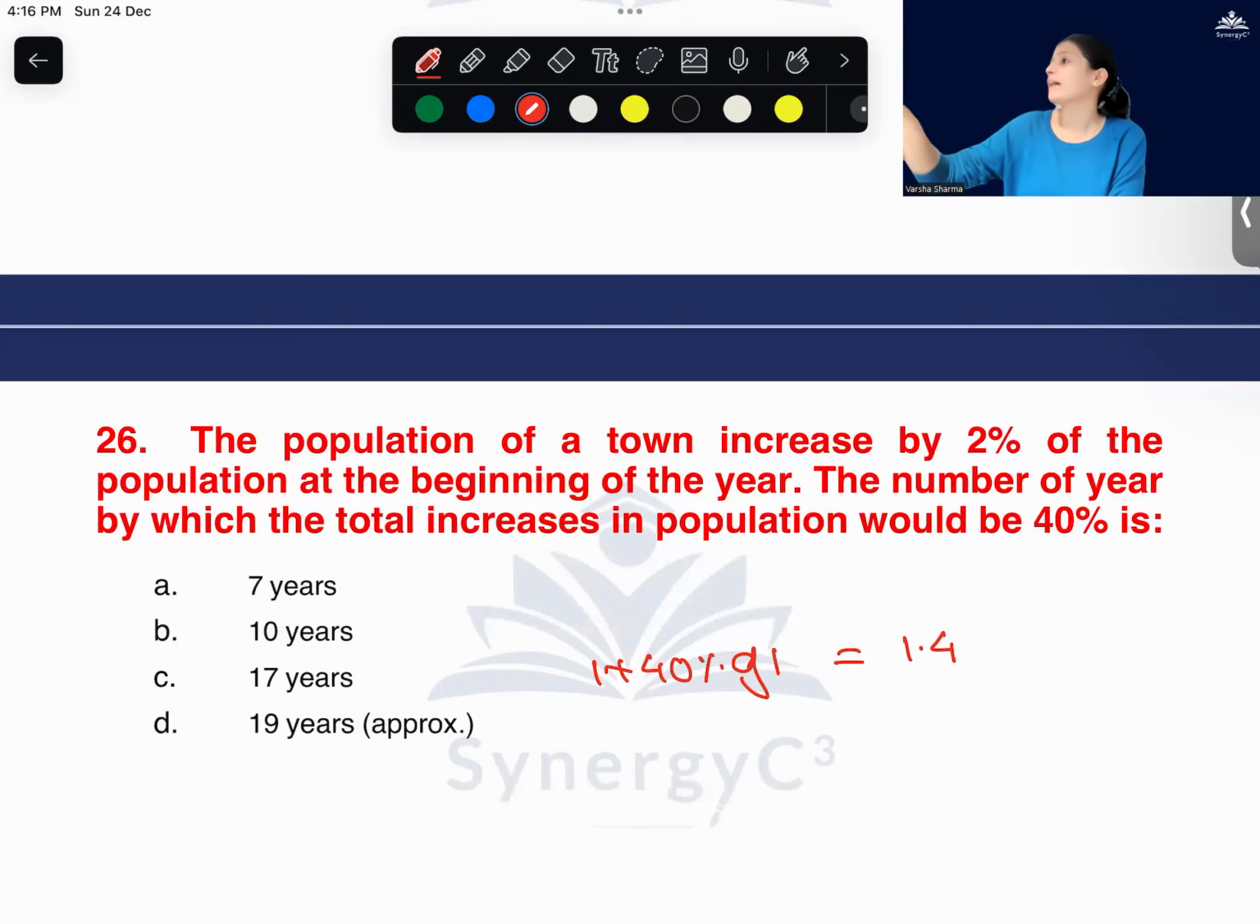No issues. You can do it by 1 lakh also. So I'm taking 1 rupee. 1 is my population. So I want this 1 population to increase by 40%. After increasing by 40%, it becomes 1.4. So I want to know, by applying a 2% increase every single year, how much time will it take for my population to become from 1 to 1.4?